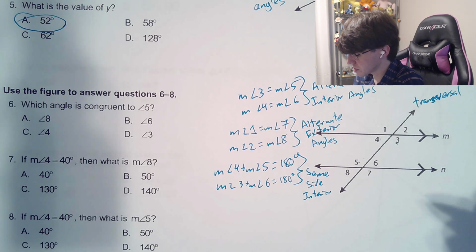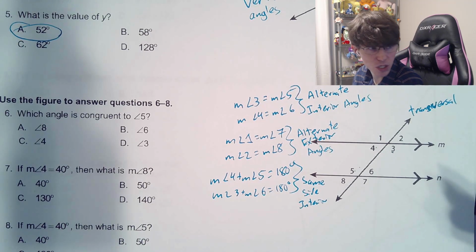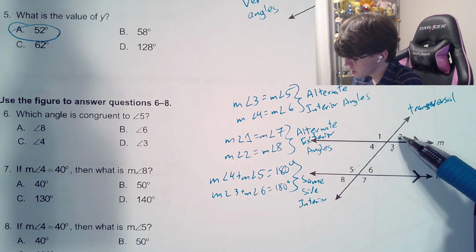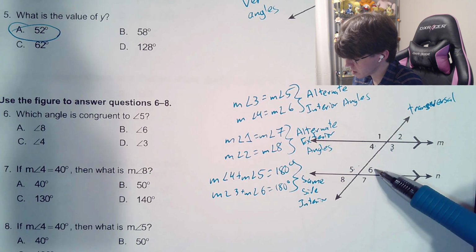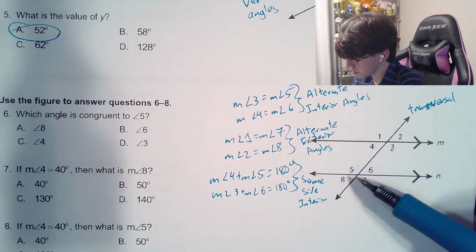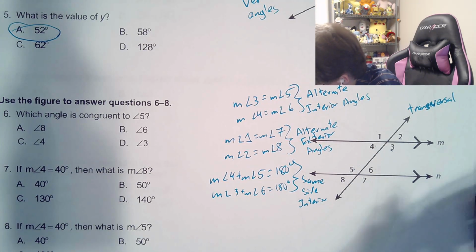The very last one that we want to learn are the ones that are in the quote-unquote same position. So for instance, numbers 1 and 5 are both in the top left-hand corner. Numbers 2 and 6 are both in the top right-hand corner. Numbers 3 and 7 are in the bottom right-hand corner. And numbers 4 and 8 are in the bottom left-hand corner. So let's go ahead and fill those in.